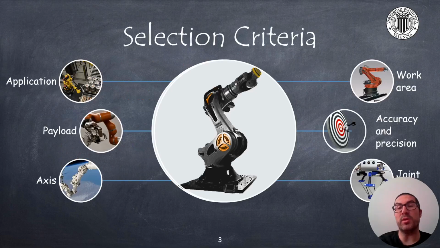In order to select a robot, here I'm showing some of the main criteria that will allow us to reduce the number of options in order to select the most appropriate robot. One of the main criteria, as I have mentioned before, is the application for which it is going to be used, because it will mainly affect the type of robot to use. Then we will also have other criteria such as payload, number of axes, work area, robot accuracy and precision, as well as joint limits. All these criteria will help us to reduce the number of options to a few robots. The final decision will probably depend on other criteria such as the price. This is something I will mention at the end of the presentation.